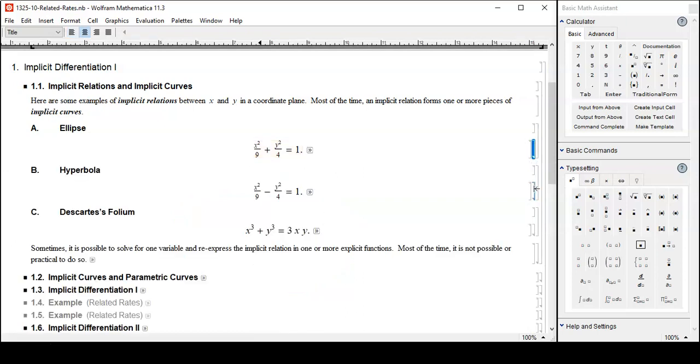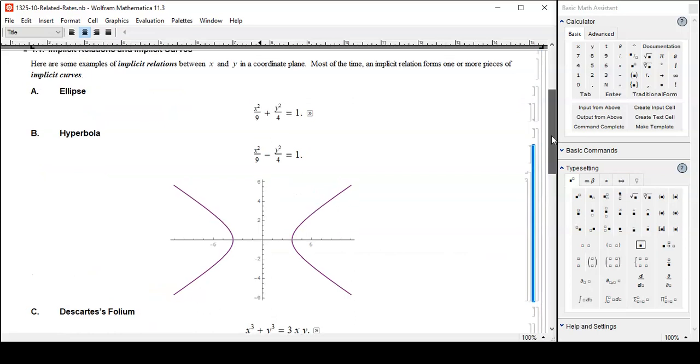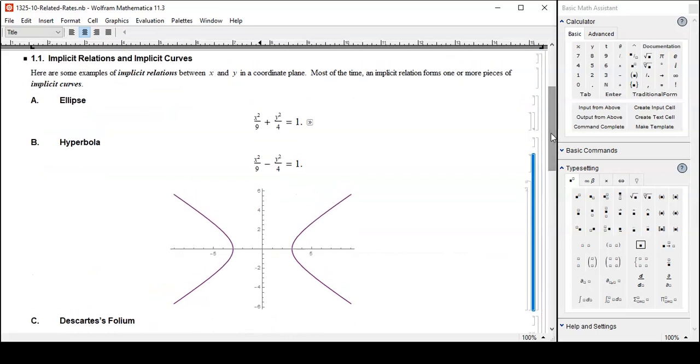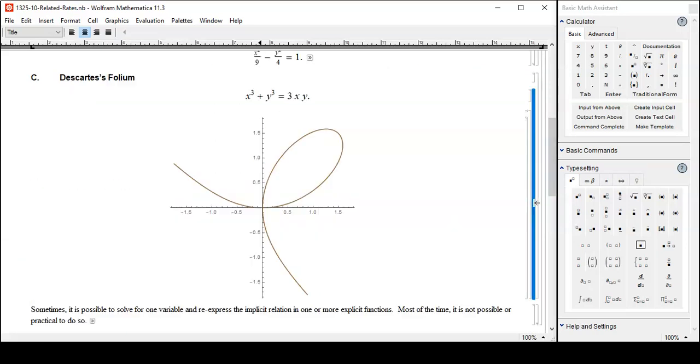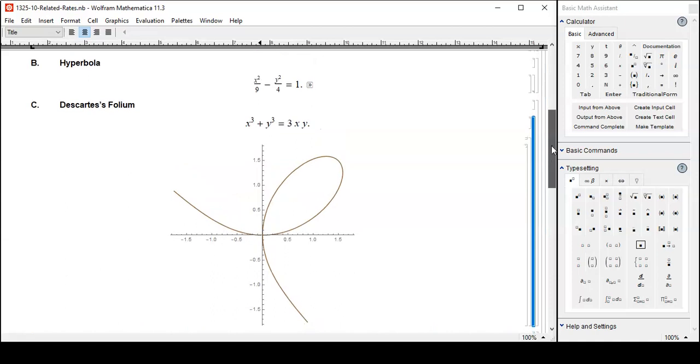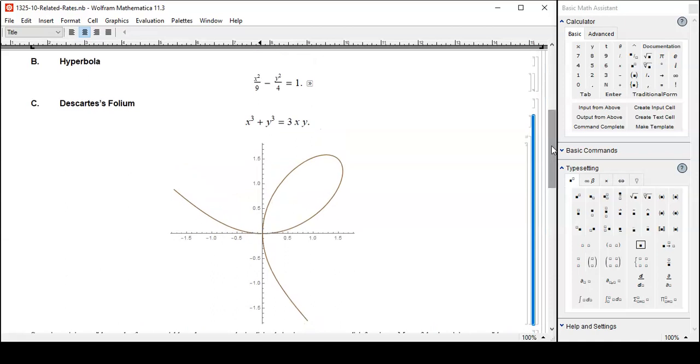Here's another example. This time it's a hyperbola. Interestingly, this time we have two curve pieces. Yes, that can happen for implicit curves. Two, three, four, whatever. Another example here, and curves can cross themselves. All kinds of things can happen.